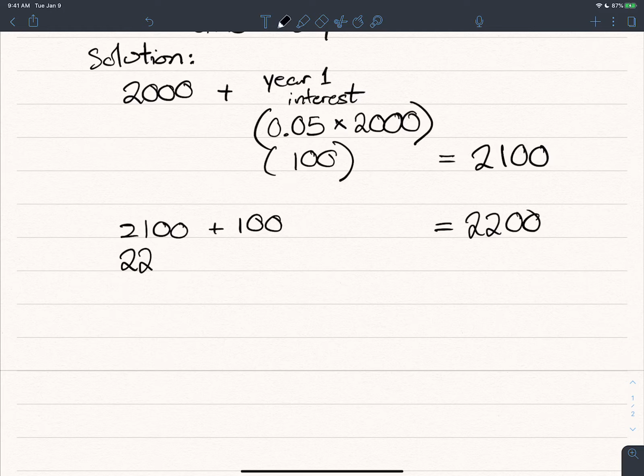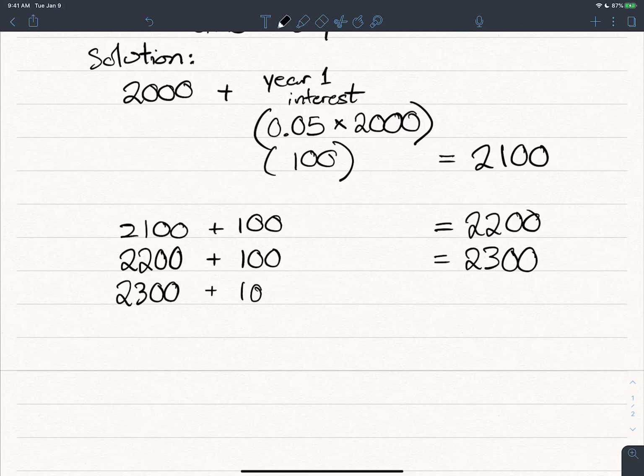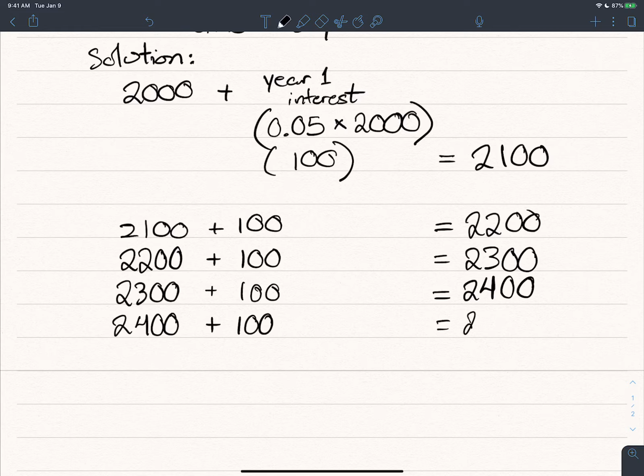And then year three comes around. We're going to do $2,200, which is what we owe now, plus the interest for the year, which is another $100. And that's going to equal $2,300. And then we go on for year four. We owe $2,300 plus the 100 that we owe for the interest for the year, $2,400. And in the last year, we have $2,400 plus the interest we owe for the year, which is going to leave us at $2,500.